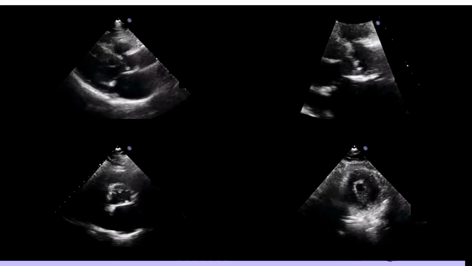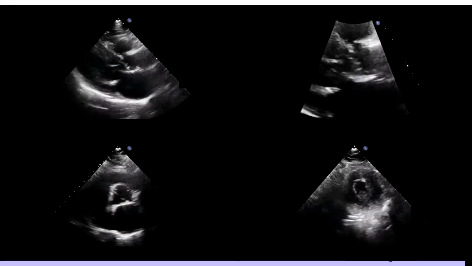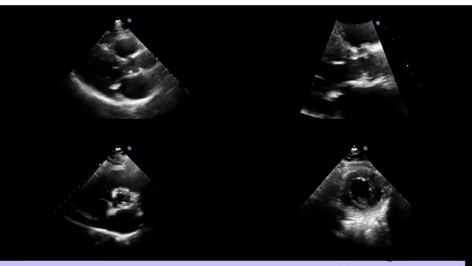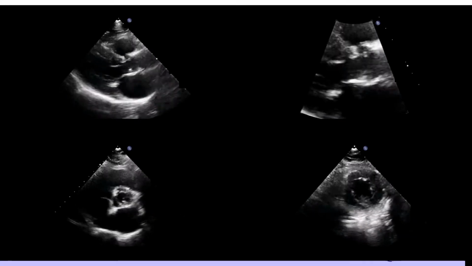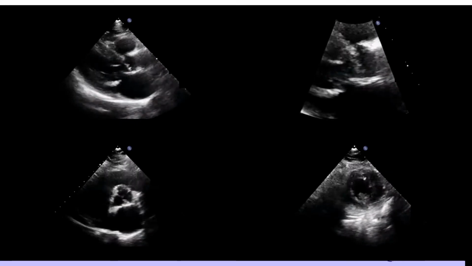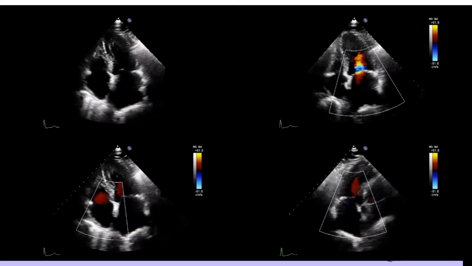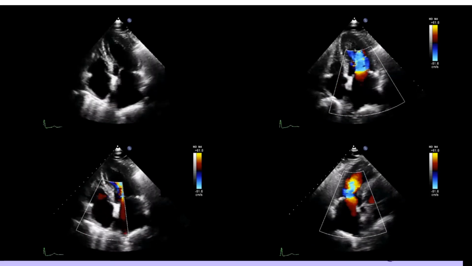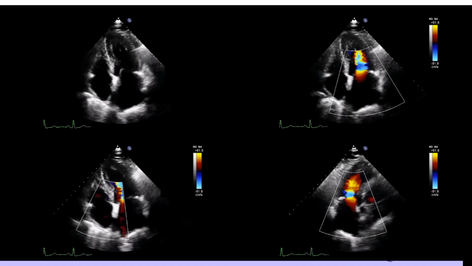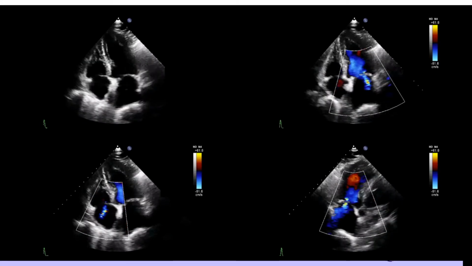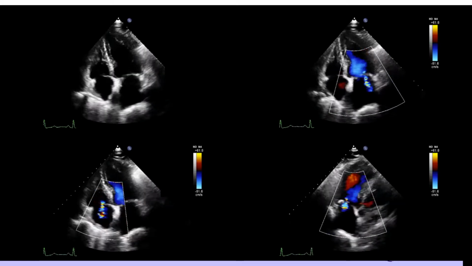The aortic valve showed sclerotic changes. There was also mitral annular calcification. The apical images confirmed normal left ventricle size and function. There was mild mitral regurgitation and tricuspid regurgitation. No aortic regurgitation was detected.